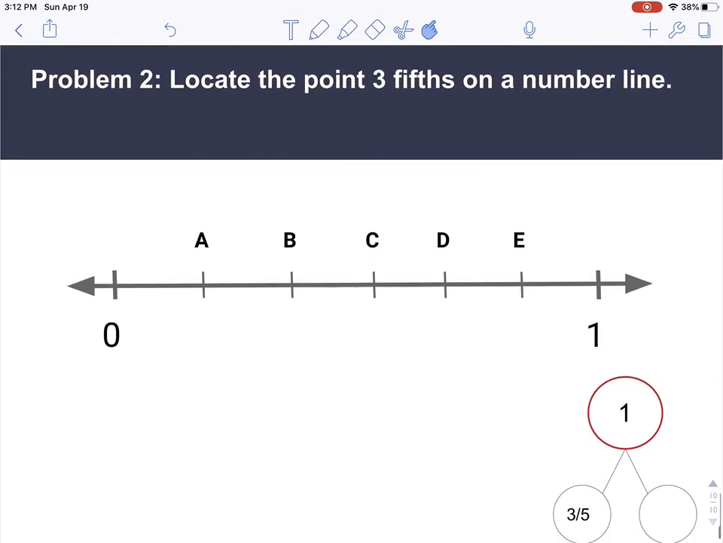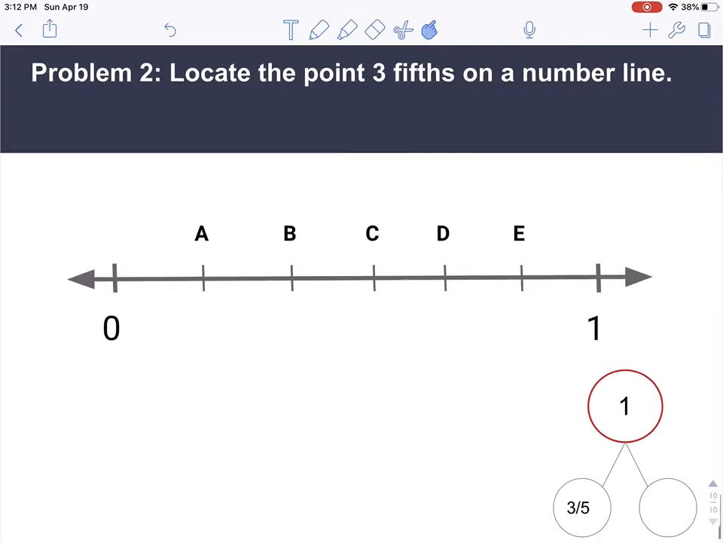Okay. Locate the point 3/5 on a number line. Okay, so this one actually might be a little bit easier. I already have my fifths split up, but now I need to figure out where 3/5 go. So from 0, that's where I'm starting. I'm counting the sections, not the lines. That's where things can get confusing.